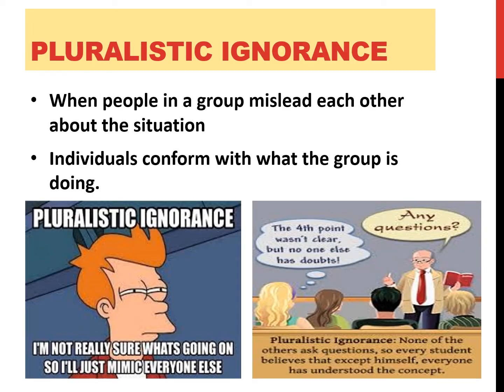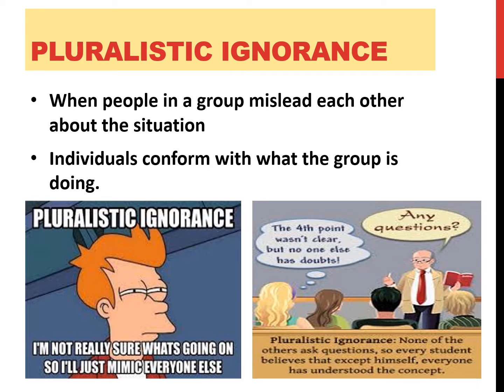The second one is pluralistic ignorance. This is when people in a group mislead each other about the situation. Individuals conform with what the group is doing. Pluralistic ignorance is basically like when in class, when I ask is everyone clear, and everyone just stays quiet. No one wanted to say anything even though it's not clear, but because other people are quiet, they stay quiet too, even though actually they don't understand.